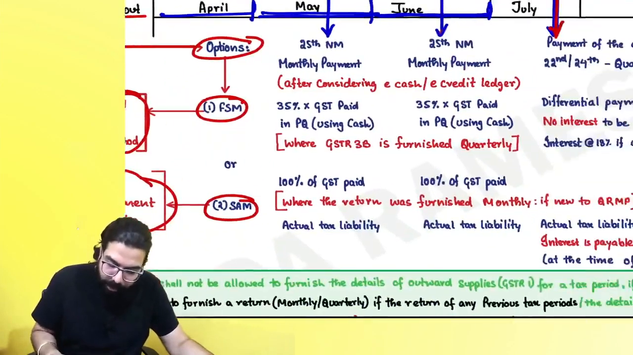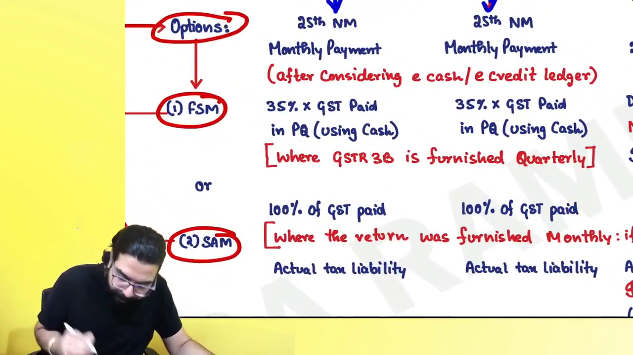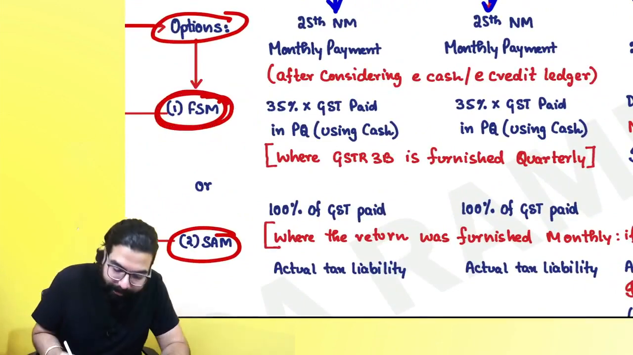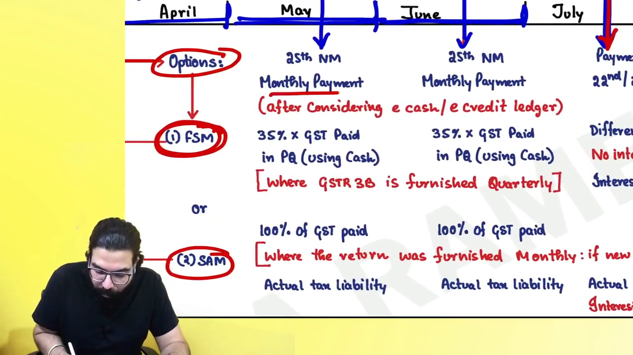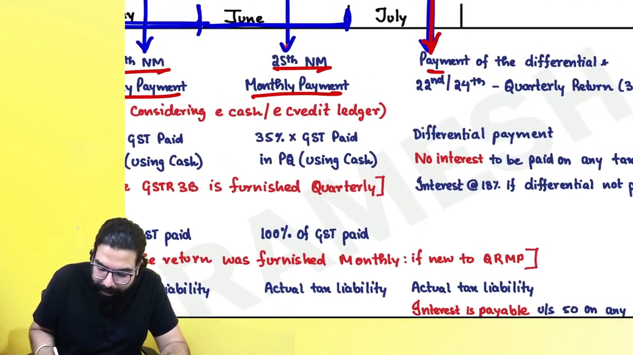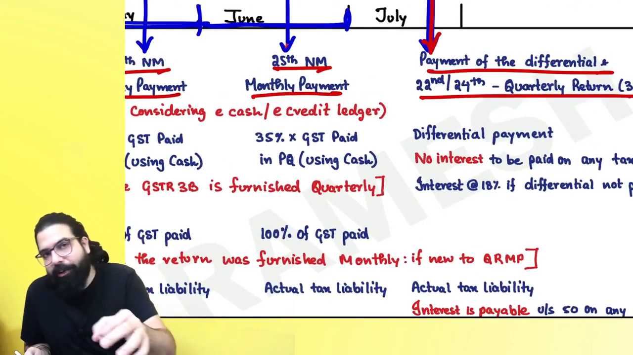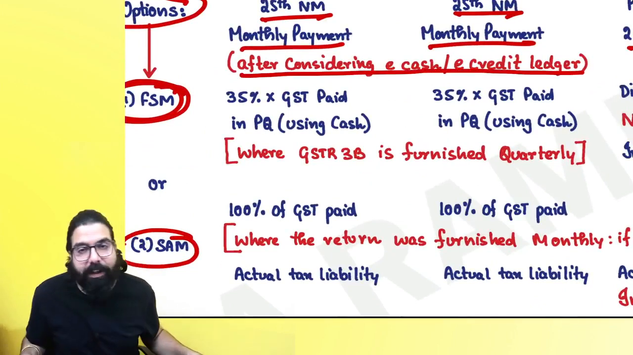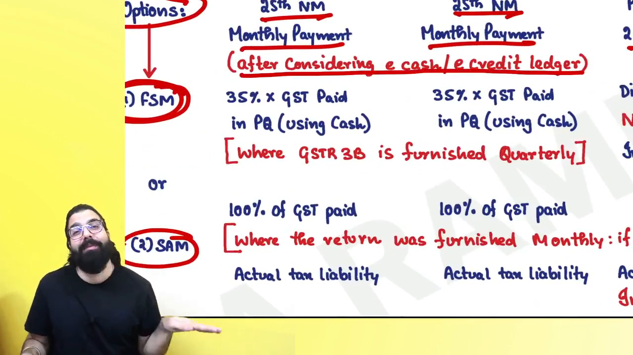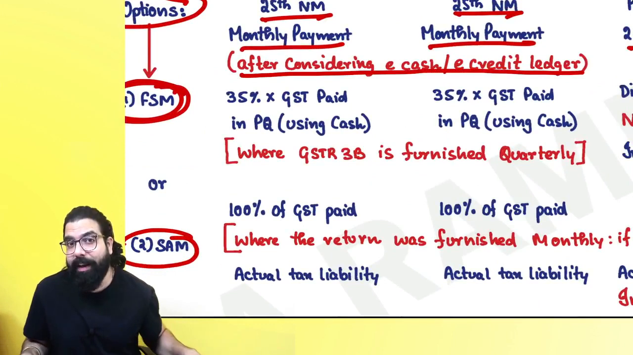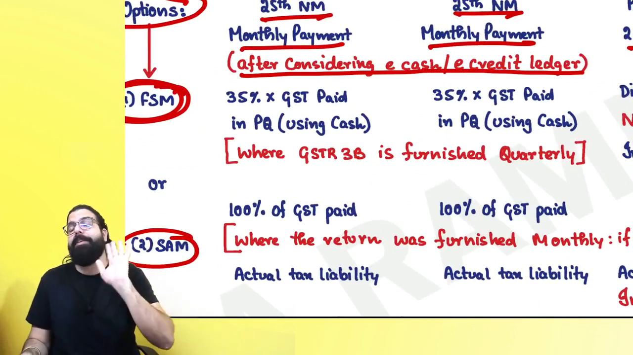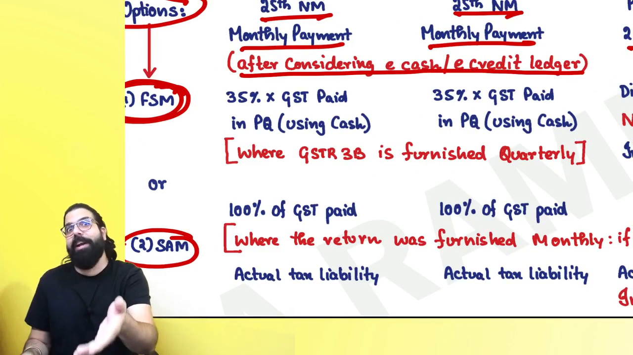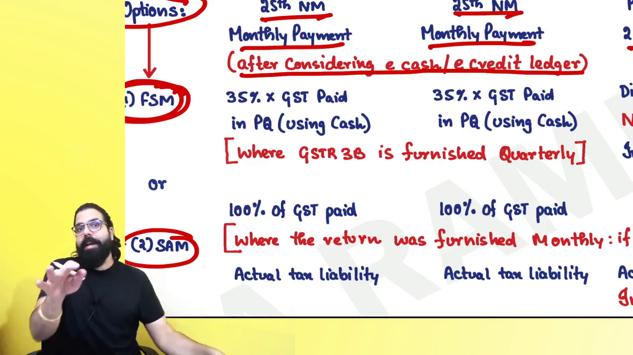Everyone over here now, listen to me very carefully. Fixed sum method. What is the fixed sum method telling? It says that by the 25th you have to make the monthly payment, and the remaining payment you have to do when you are filing your GSTR 3B. Always remember, when you are making the payment of that 35%, if you have sufficient balance in your e-cash ledger and e-credit ledger, then that 35% also you don't have to pay, because you already have the balance in your e-cash ledger or e-credit ledger.